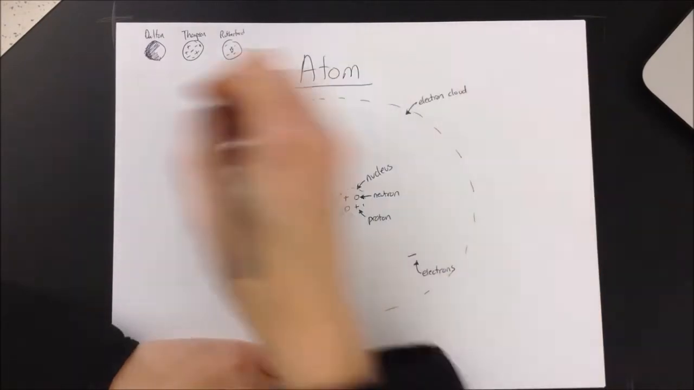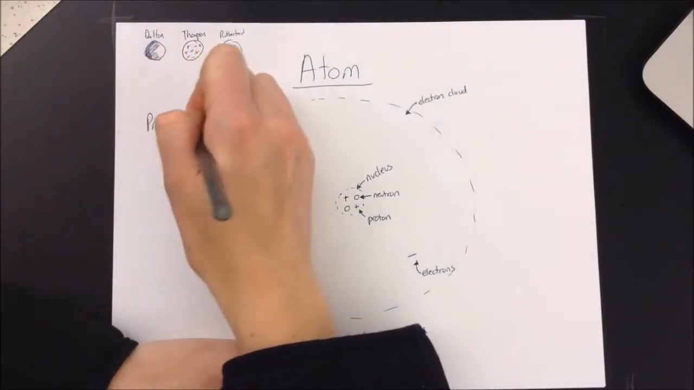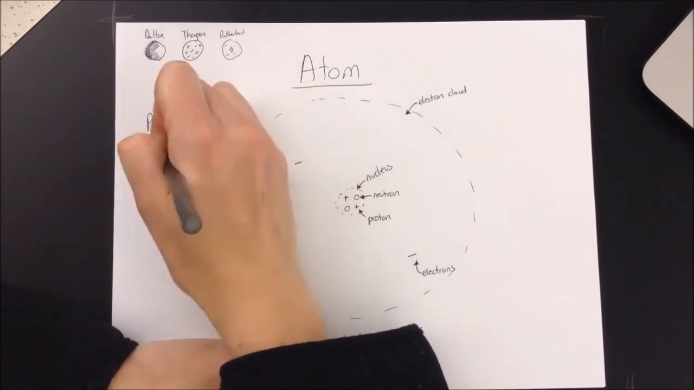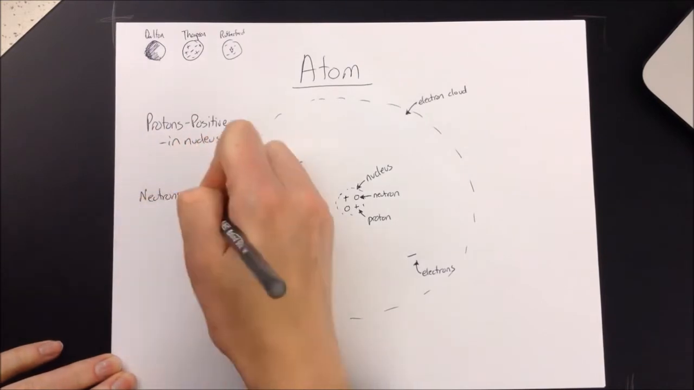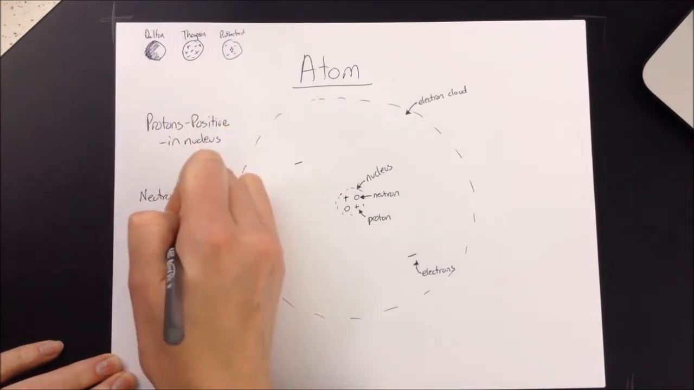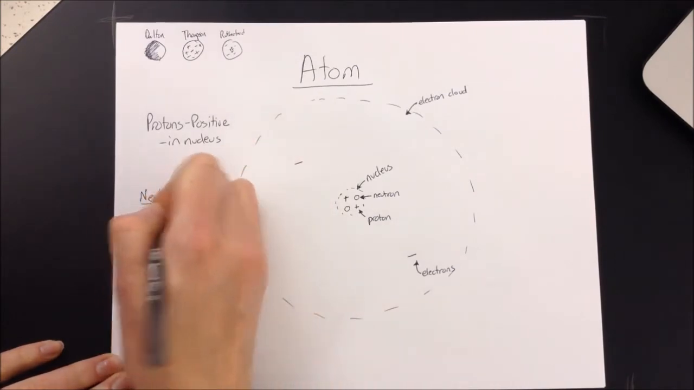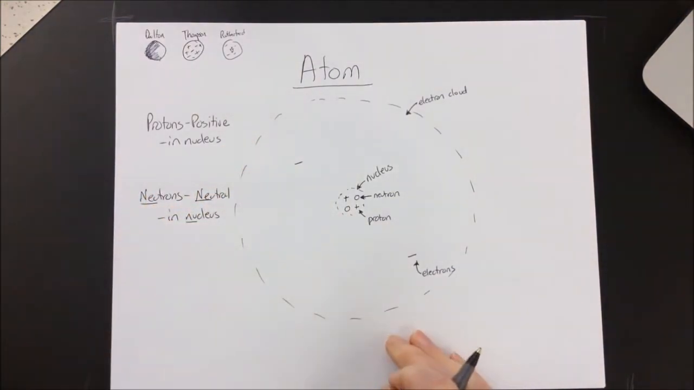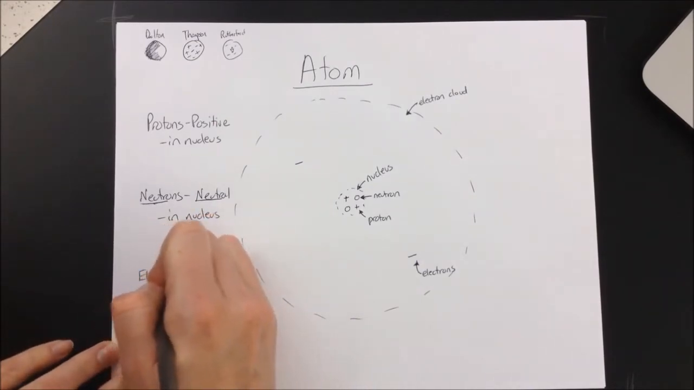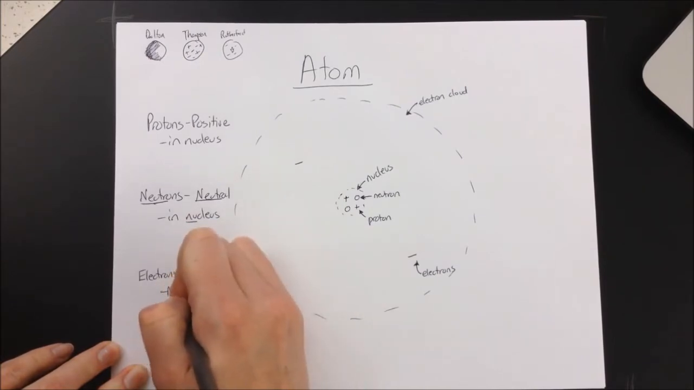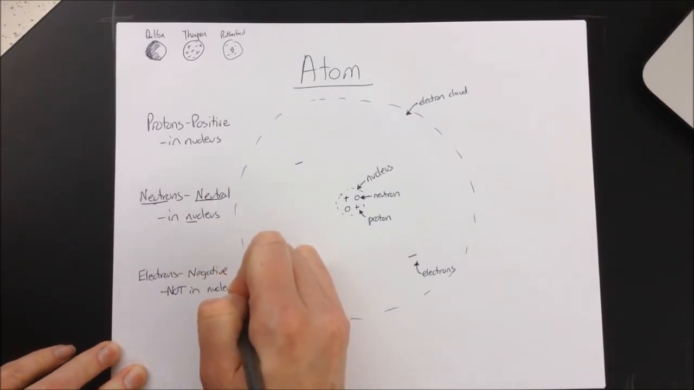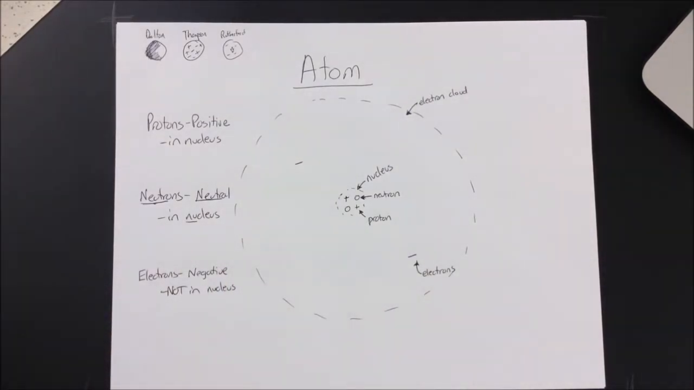So let's kind of review. We've got our protons. They are positive, and they are in the nucleus. And we have our neutrons, and they are neutral, and they are in the nucleus. In fact, that's how I remember it. A lot of people think that neutrons are negative just because it starts with an N, but they're neutral. Neutrons are neutral in the nucleus, and then electrons are negative, and they are not in the nucleus. And there you have it. That's the basic structure of an atom.